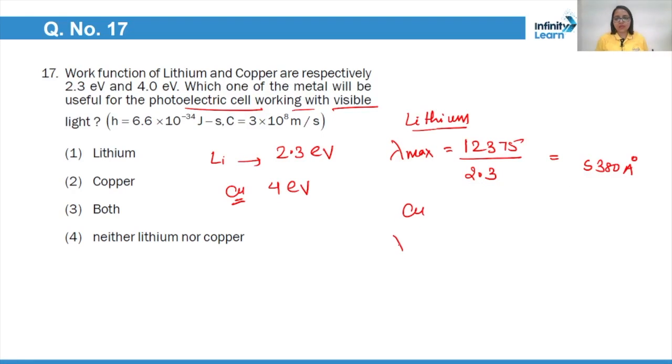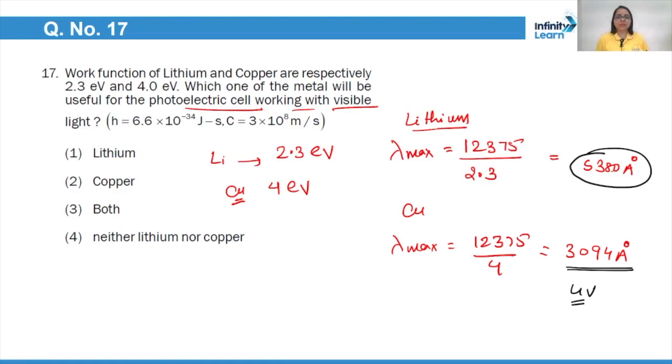For copper, lambda max will be 12375 divided by 4, and it is 3094 angstrom. So you can see that this wavelength of the light is not in the visible spectrum, it is in UV region, right? But this lies in the visible spectrum. So if you are working with visible light, you should use lithium, not copper. So correct answer is option 1.